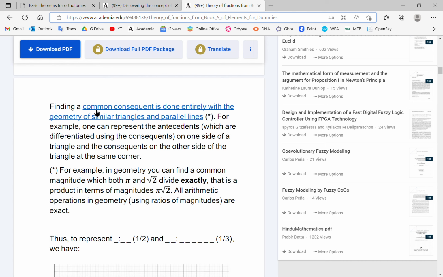Also, you'll notice that finding a common consequence is done entirely with the geometry of similar triangles and parallel lines. So that means you can actually find a line segment that both pi and square root 2 will divide exactly, by the way. And you do that without numbers. So if you want to know more, you have to study the articles.